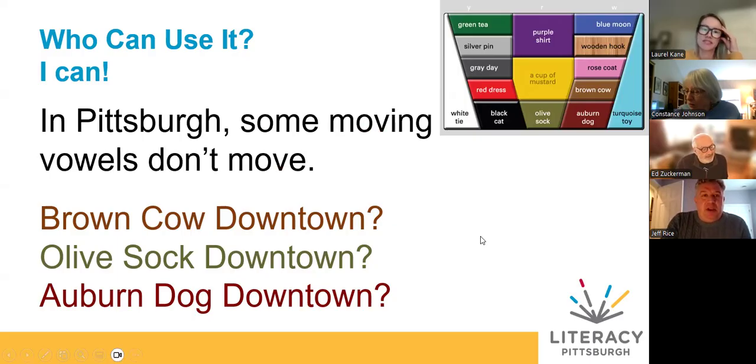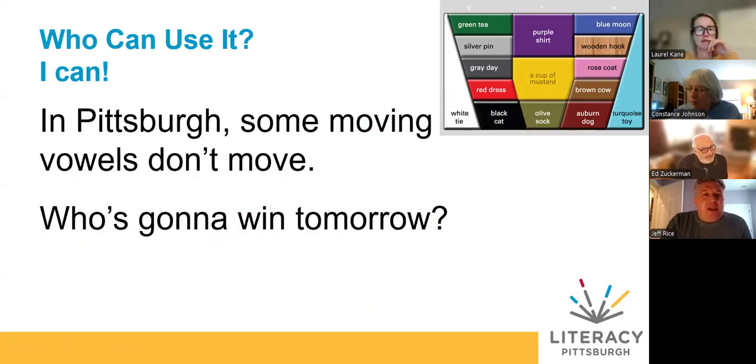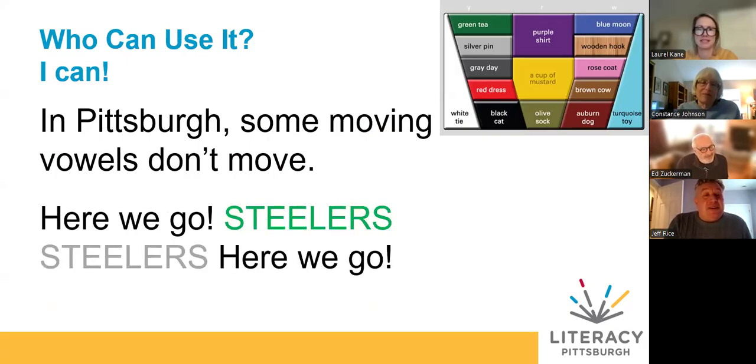You can also see another example. We have a big game coming up tomorrow against the Colts. Who's going to win? Here we go. Steelers. Is it green tea Steelers or silver pen Stillers? Some people in Pittsburgh pronounce it with that non-moving silver pen instead of that moving sound, green tea Steelers, Stillers, okay?